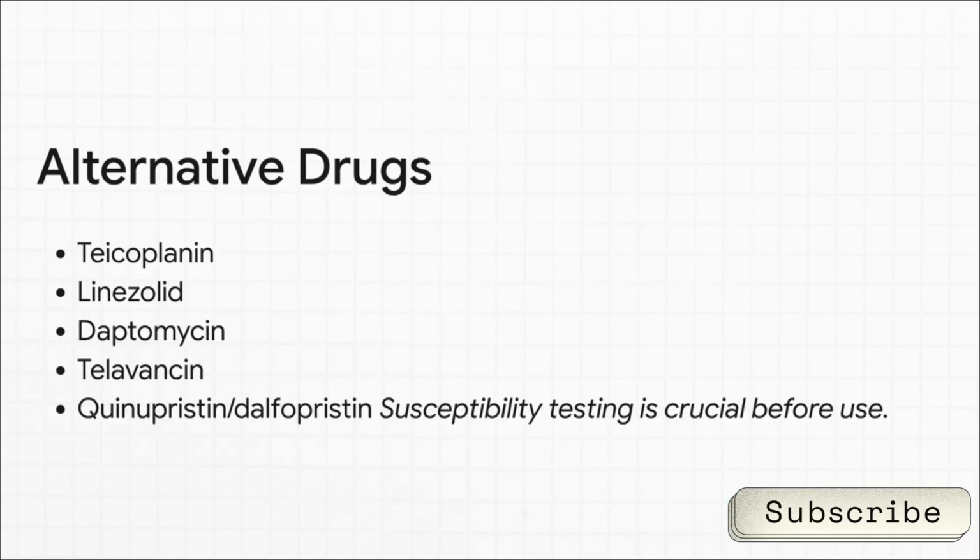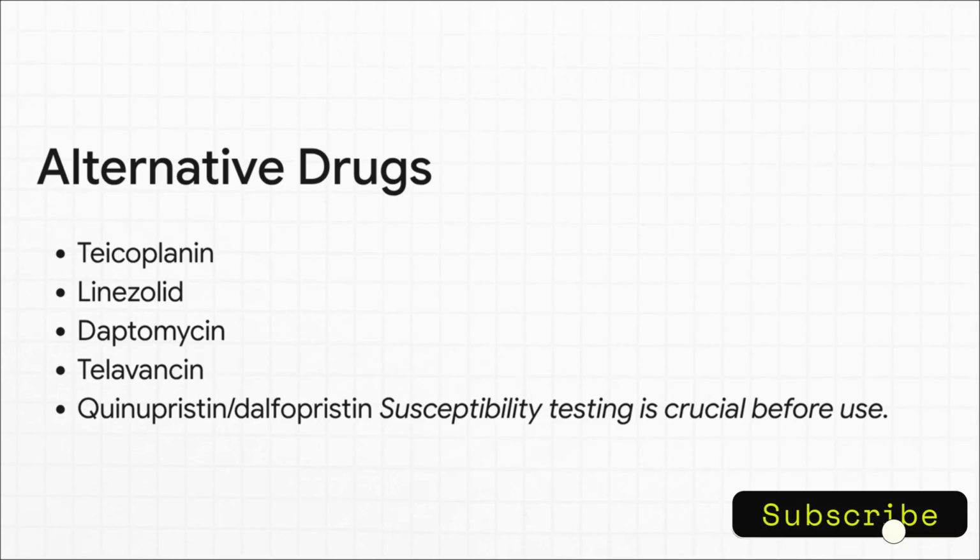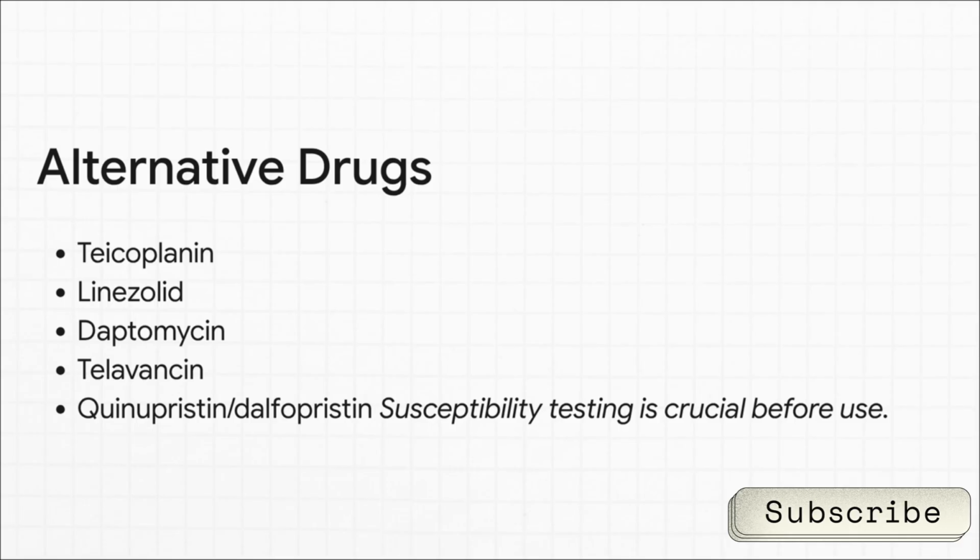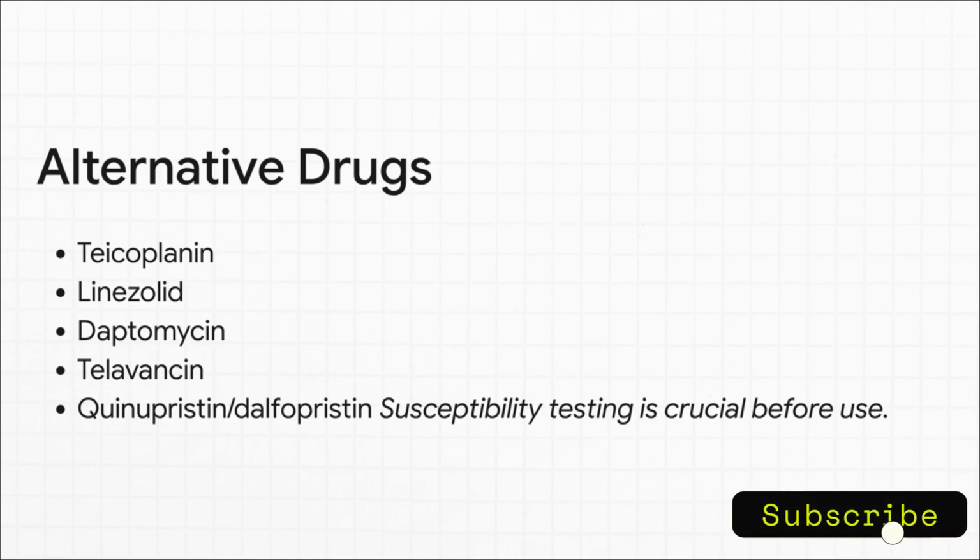But what if you can't use vancomycin for some reason? For those bonus points, you need to list a few alternatives. Now, this is a pretty long list, so how about a little mnemonic to help you remember it? Just think tall doctors like tea and quinoa. That's for teicoplanin, daptomycin, linezolid, telavancin, and quinupristin/dalfopristin. And you must add this critical point. You always have to be guided by antimicrobial susceptibility testing.